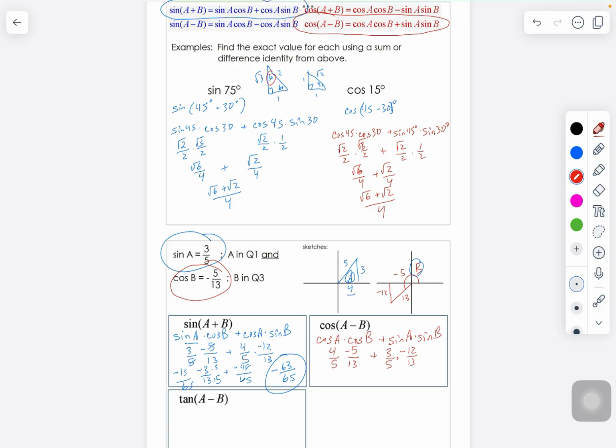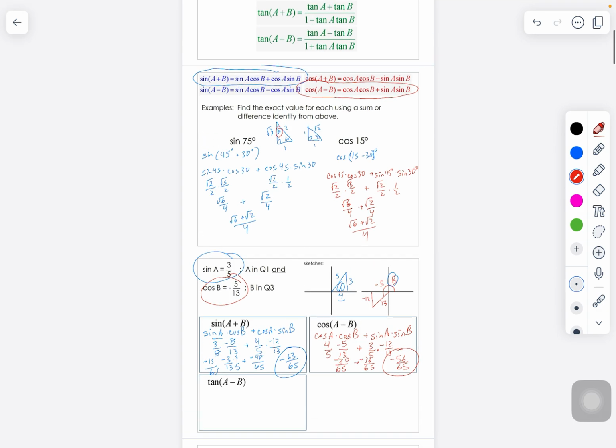I'm going to learn my lesson, keep my common denominator, but that's going to be a 65 on the bottom, negative 20 on the top. Okay, plus a negative 36 over 65. So that's going to give me a negative 56 over 65. Again, reduce that if you want, but I don't think it's reducible by anything else.